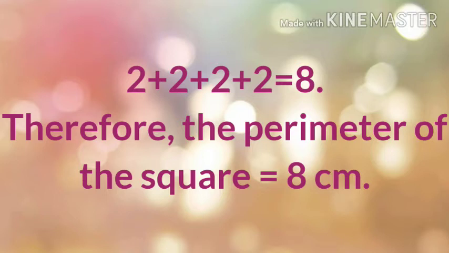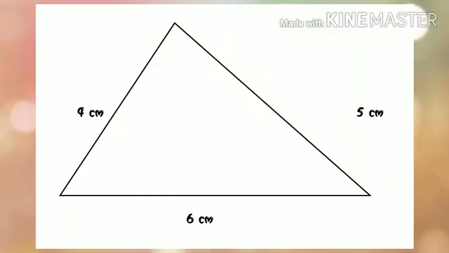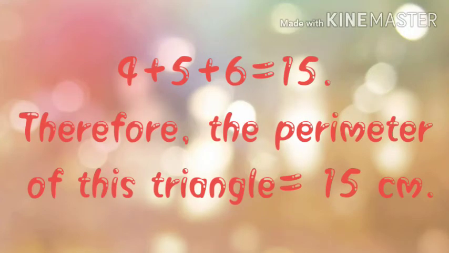Okay, students? Next, the sides of the triangle here are 4 cm, 5 cm and 6 cm long. Let us find out the perimeter of the triangle. The perimeter of a triangle is the sum of the lengths of all three of its sides. 4 plus 5 plus 6 is equal to 15. Therefore, the perimeter of this triangle is equal to 15 centimeters.